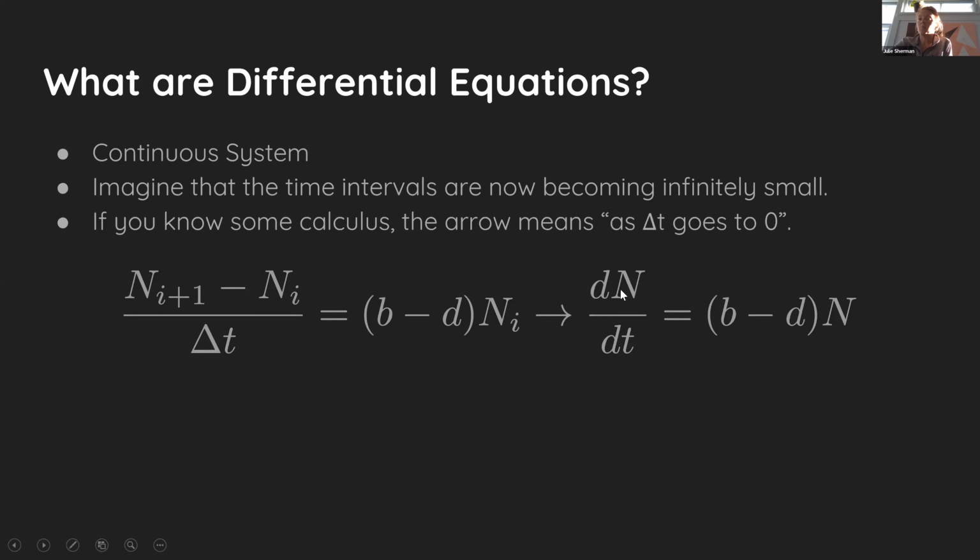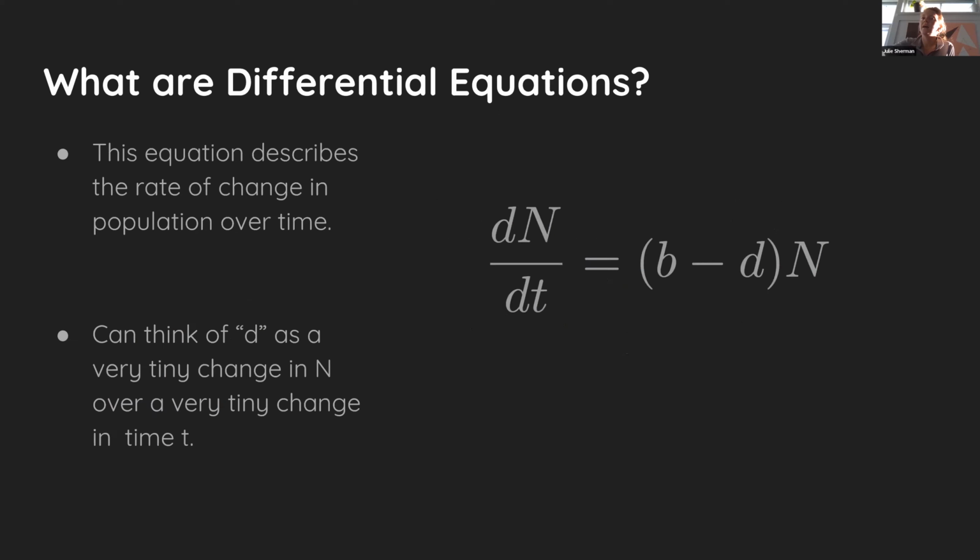And we denote it with d's now. So instead of I plus 1 and I and a delta t, we're using dN dt. And it's the same thing now where we have the birth minus the death. Right. This equation is going to describe the rate that the population changes over time, where the d on the right-hand side is like the difference between I and I plus 1, if that difference was so small that you couldn't even see it. Right?